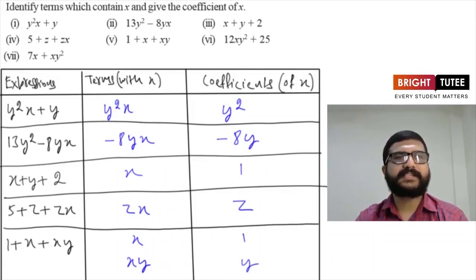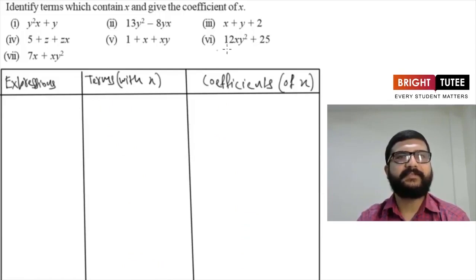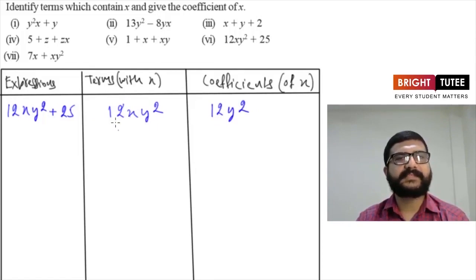Now let's move to the next part of the question. Again we'll write expression first. It is 12xy square plus 25. So we'll write it here, 12xy square plus 25. Now the term having x is 12xy square. Now just remove x from here, we are left with 12y square. So 12y square is coefficient of x in the term 12xy square.